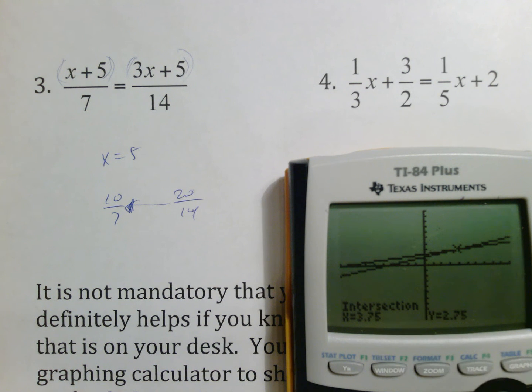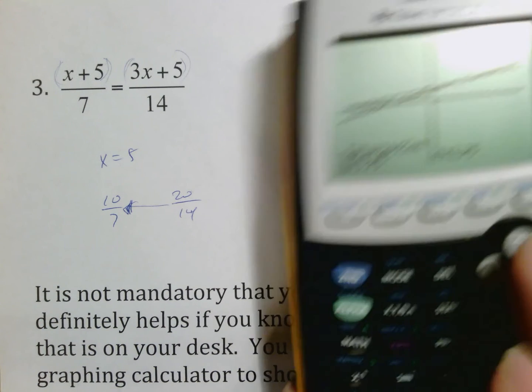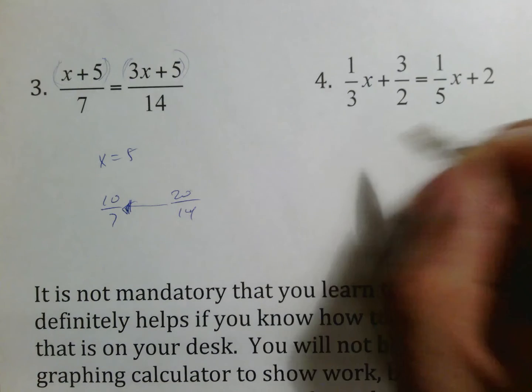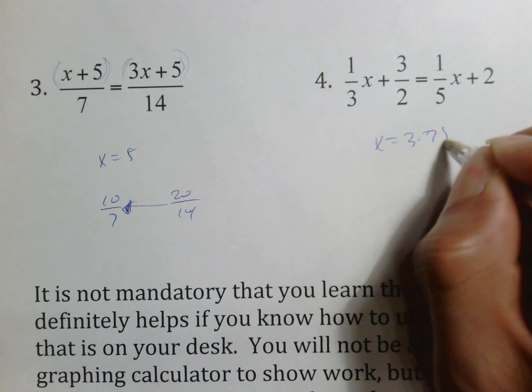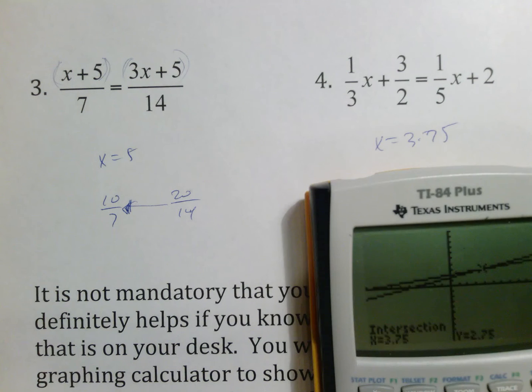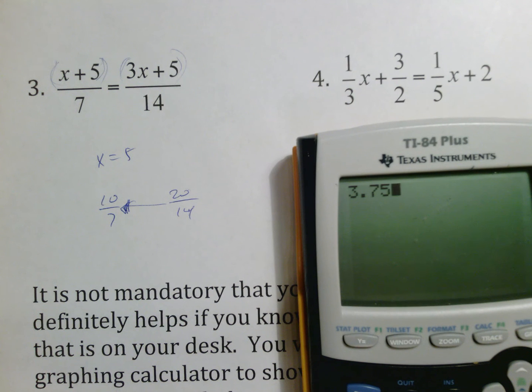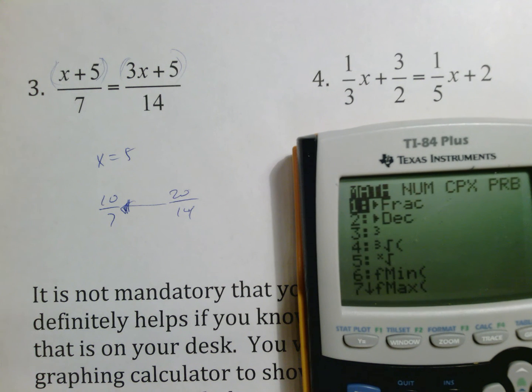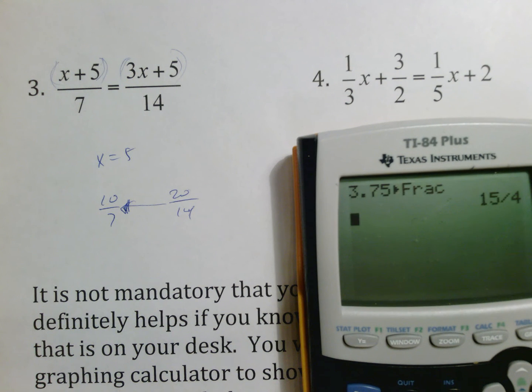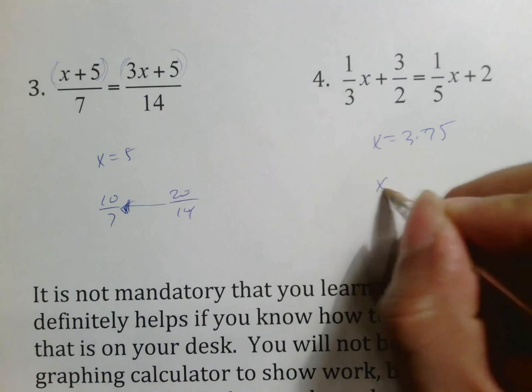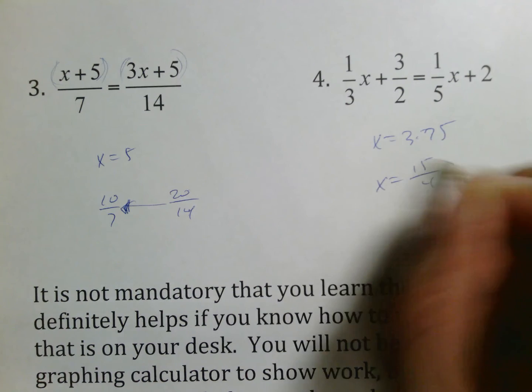Now here's the problem with the math that we've done. Again, it says 3.75. But in most situations they want a fraction, so that's where you have to go back to the other stuff that you were taught and turn that into a fraction by hitting math, enter, enter, to see that your answer is actually x equals 15 over 4.